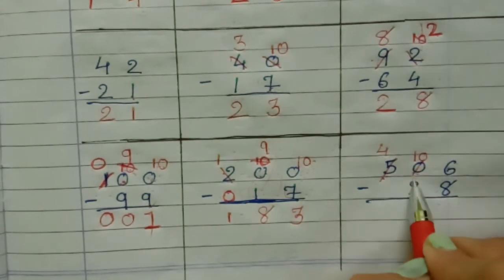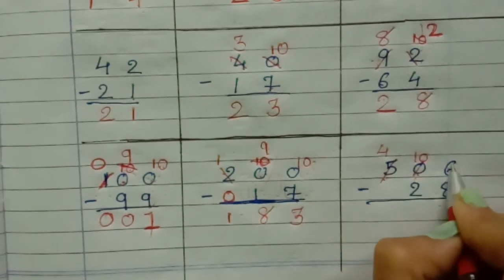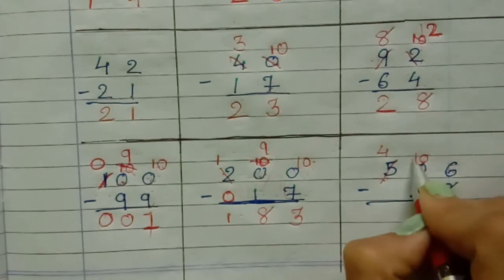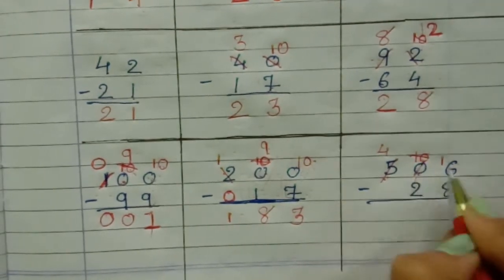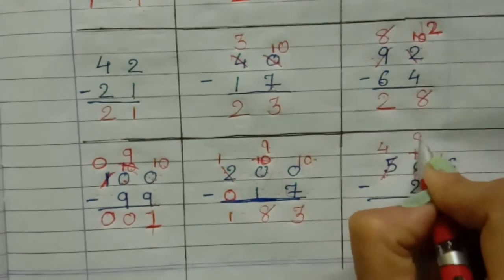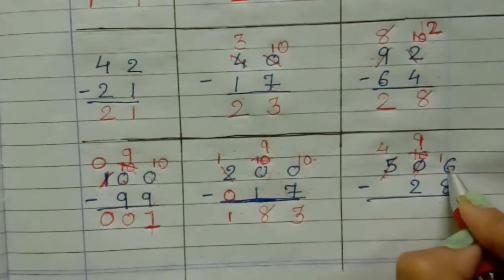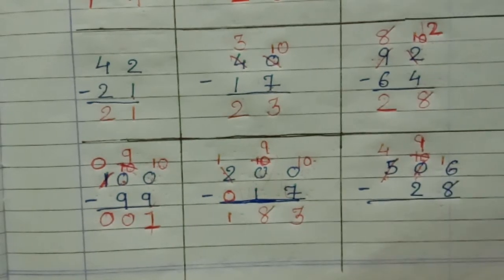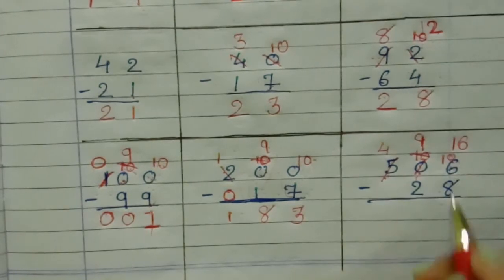Here now 0 has 10 tens. But 6 will borrow 1/10 from 0. So it will give 1/10 to 6. Here 10 tens has remained 9 tens. So 10 has remained 9 and here 10 plus 6, 16. You can write here 16.